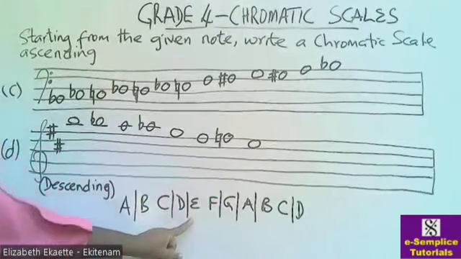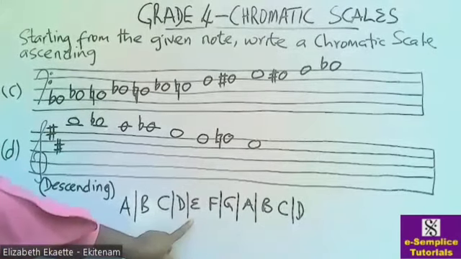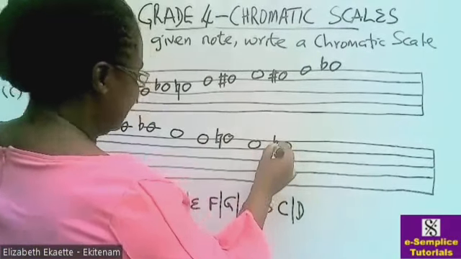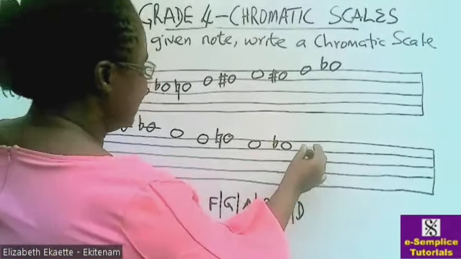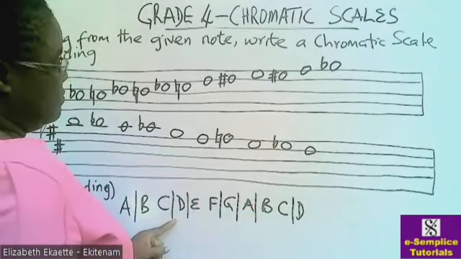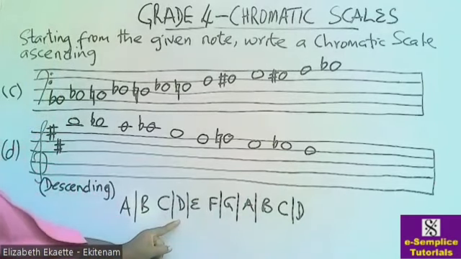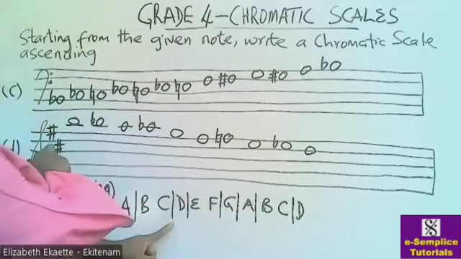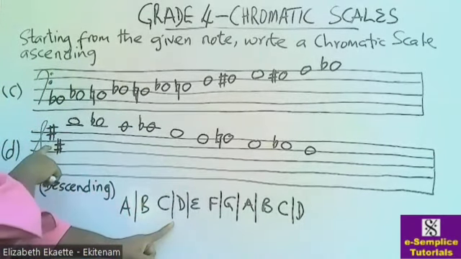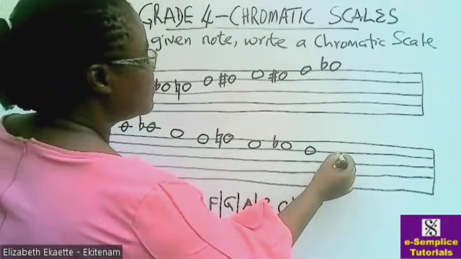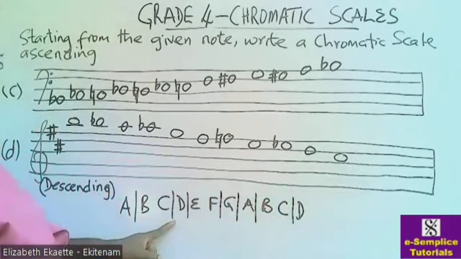After E there, you have E flat. And after E flat, you have D. After D, you can have a D flat or a C sharp. I'll prefer C sharp because there is already a sharp on C from the key signature. So I'd rather prefer to do C sharp. With that, I don't need any accidental.